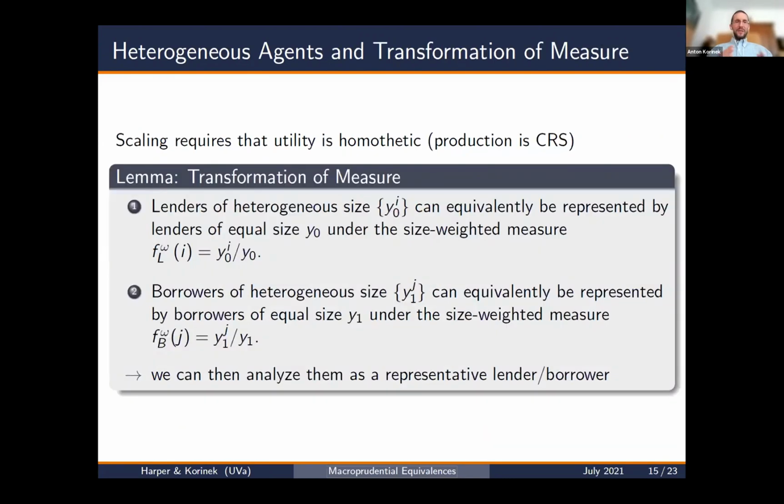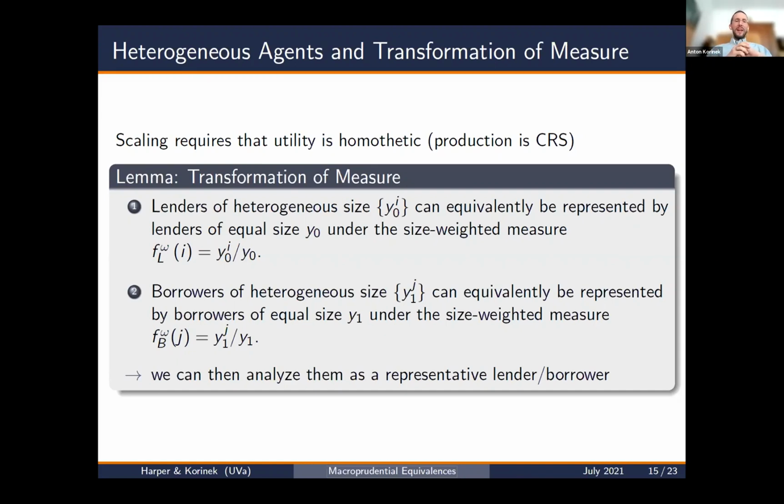And that's what we do analytically. So one important condition, and we make that very transparent in the paper, is that the scaling requires that agents are at some level homogeneous of degree 1. So it means their utility needs to be homothetic, or if they have production functions, they would have to be constant returns to scale. And then we show the following lemma, and that's one of the most important conceptual results of the paper.